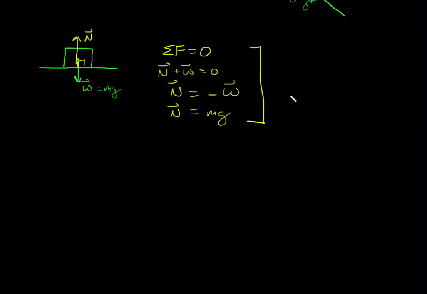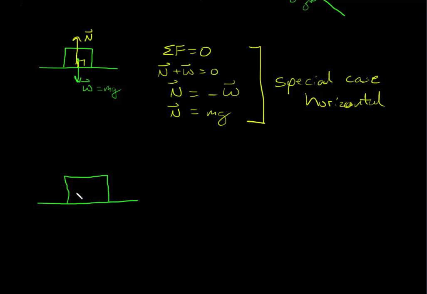Here's the thing, this is a special case. This is only for horizontal surfaces with no additional forces. So I don't want you skipping straight to this and always saying, well, what's normal? Oh, it's mg. No, it's not. That's not true. Suppose that I have this box sitting here with mass m, and I push down on it.